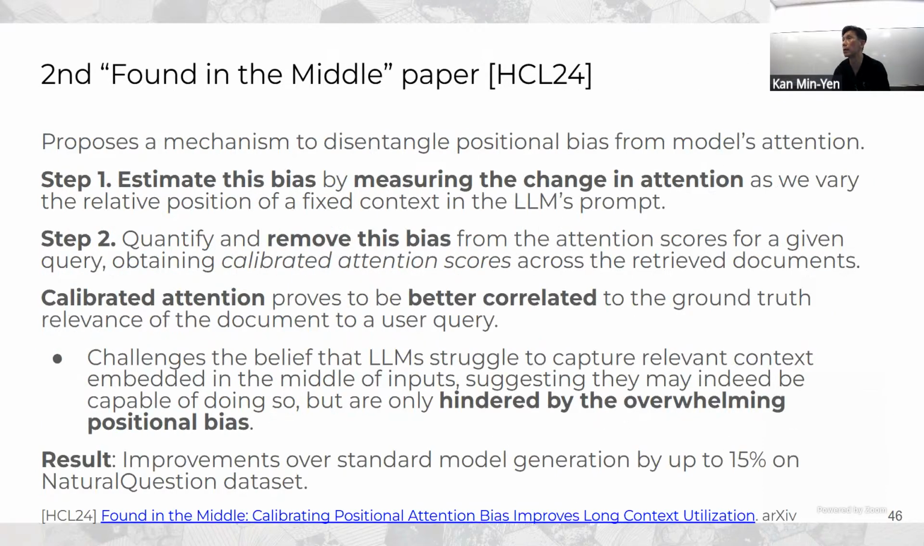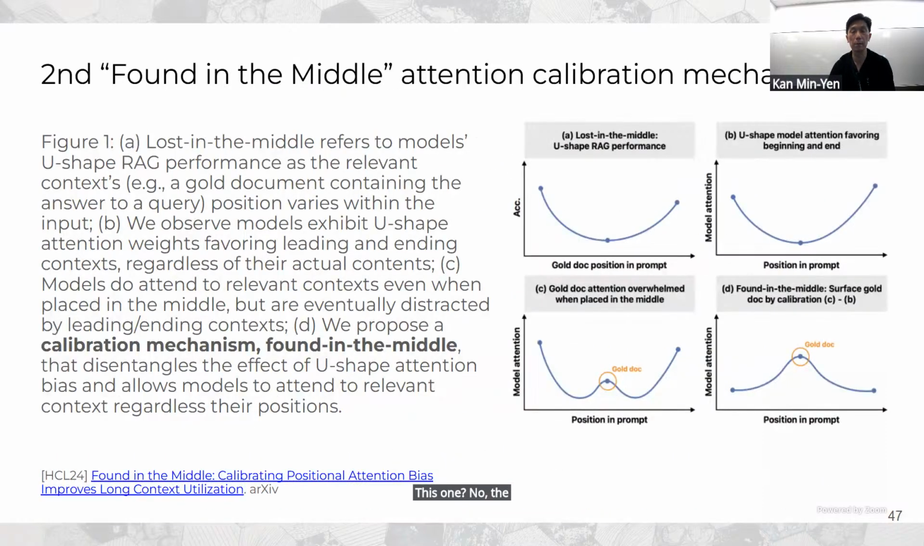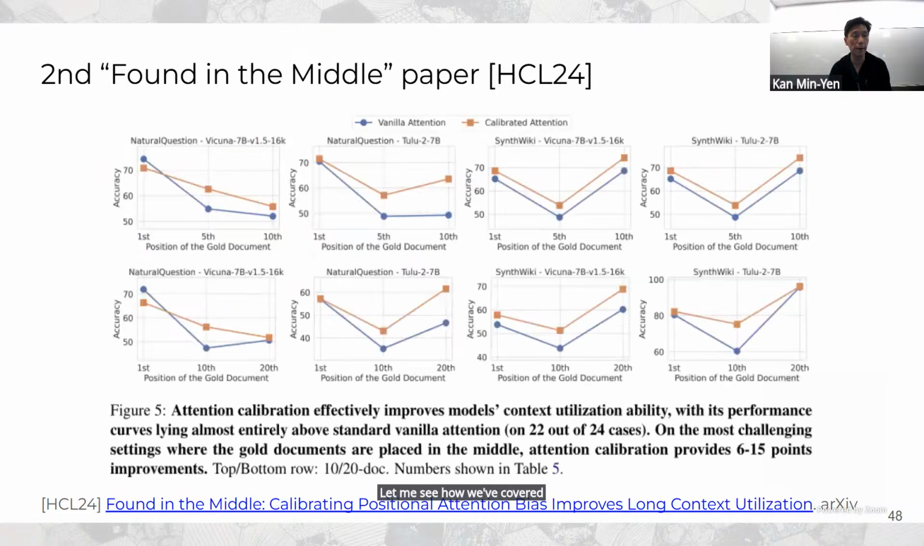Yeah. Can you go back to the last page? This one? No, the curve. Yeah. The D here very much depends on B and C, right? Yeah. And the delta may not be that ideal, right? Yes, you're right. Which is why there are some caveats noted in the paper. I will cover everything. I'll come back to the caveats.